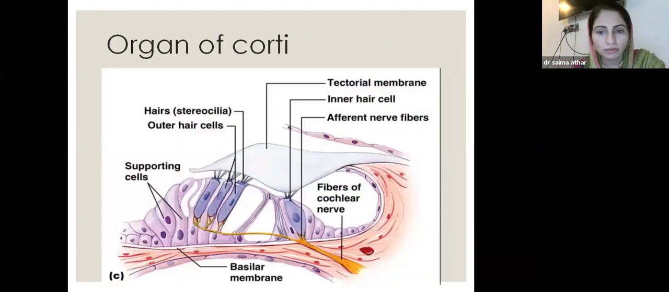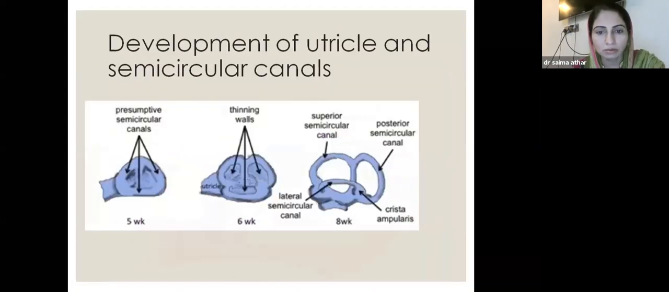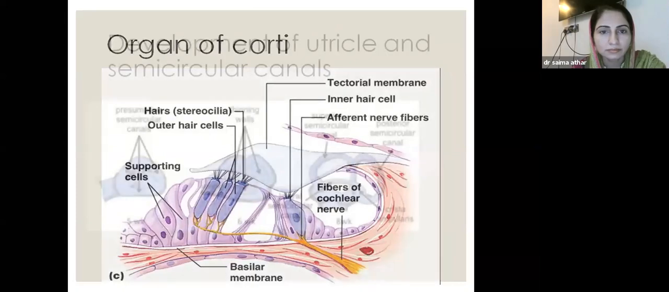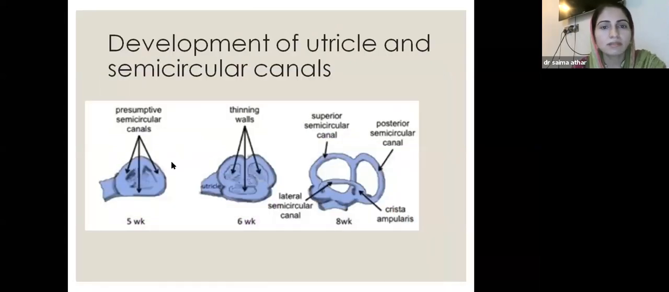This is the organ of Corti. This is how the hair cells are attached to the tectorial membrane. When the tectorial membrane moves, it pulls the hair cells, and when it pulls the hair cells, there is exchange of ions. Then we come to the development of the utricle.